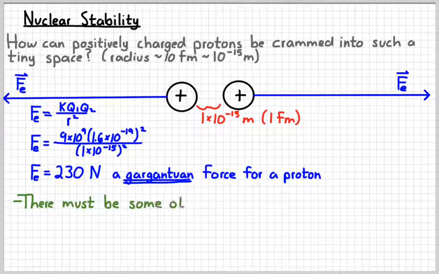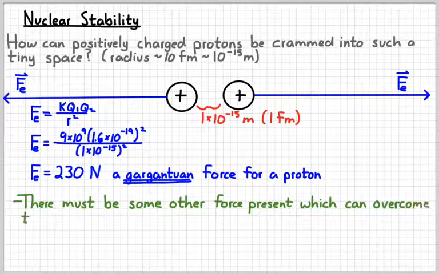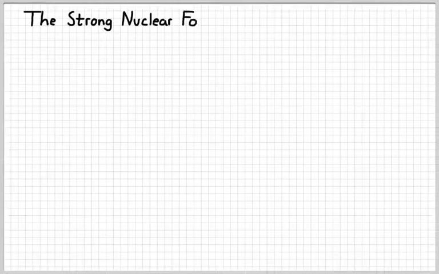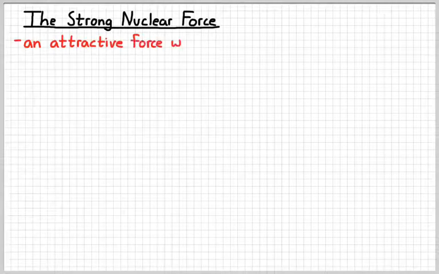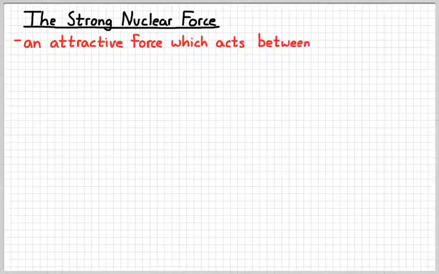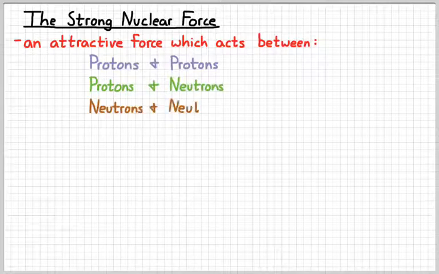So, obviously, there's got to be some other force present in the nucleus which can overcome the electric repulsion due to those things being charged. And so that force is referred to as the strong nuclear force. The strong nuclear force, we have discovered, is an attractive force which will act between protons and protons, protons and neutrons, and neutrons.